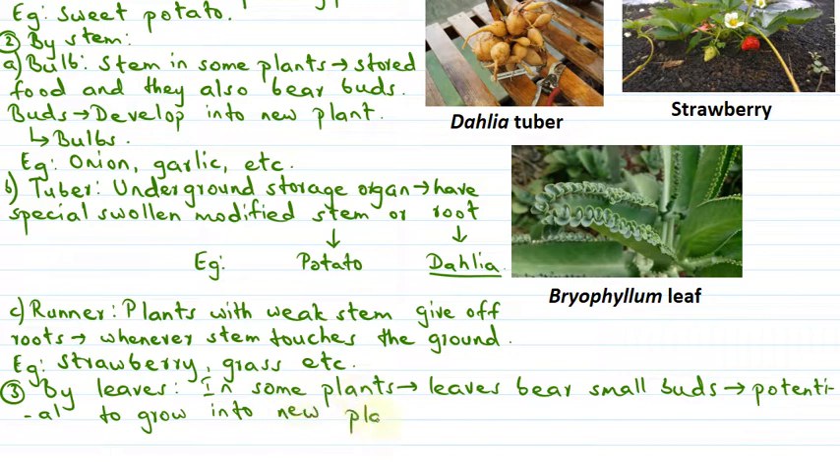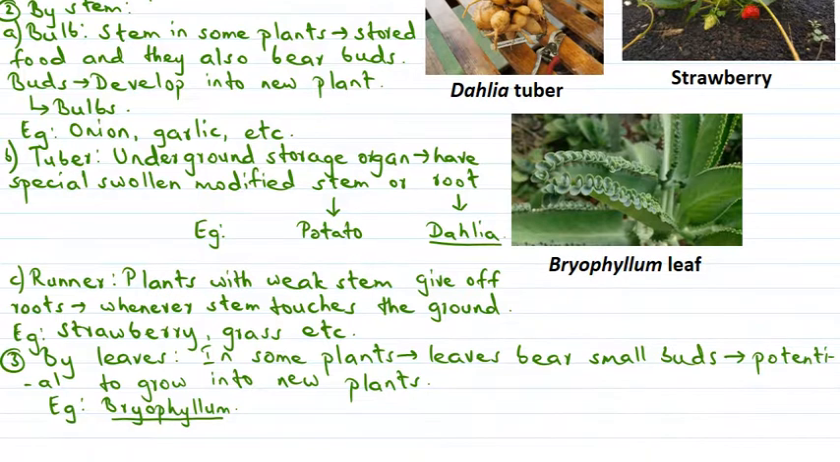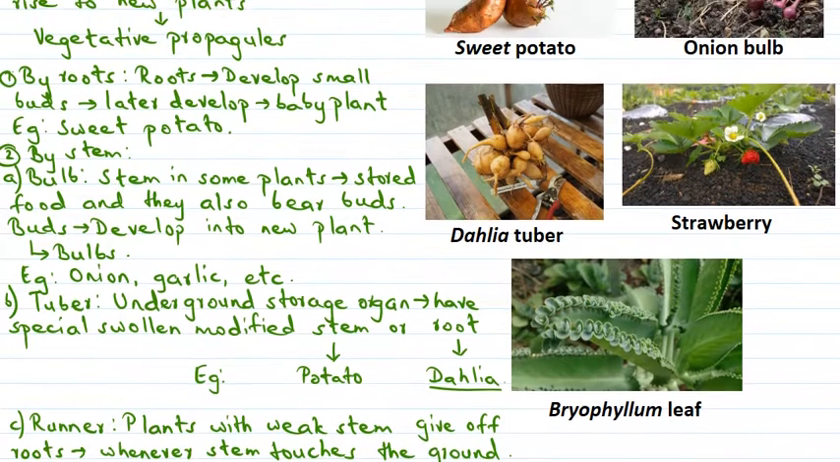So this is how the buds present on the leaves of some plants can grow into new plants, and this is how vegetative propagation takes place by leaves. And we can find this type of vegetative propagation in leaves of bryophyllum. Okay, so now let's quickly revise the things that we have covered today.